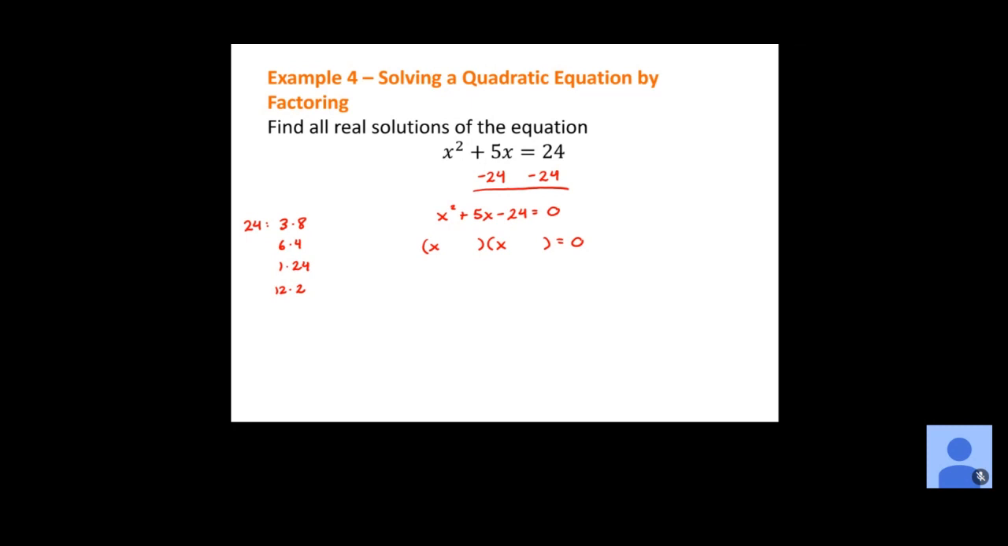Because in this case, if I do 8 here and 3 here, we know we want a negative 24, so the signs have to be positive and negative. And so if I add 8 and subtract 3, that's going to give us a positive 8x and a negative 3x, which would give us the 5x that we want in the middle. Okay, so that is our factored form this time. Any questions on that step?